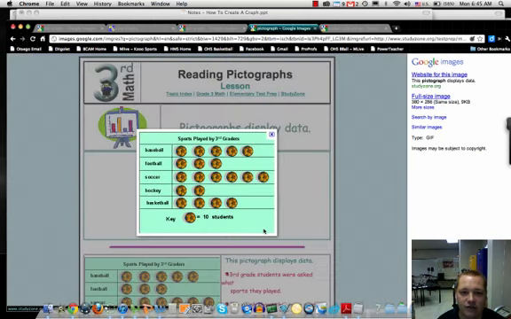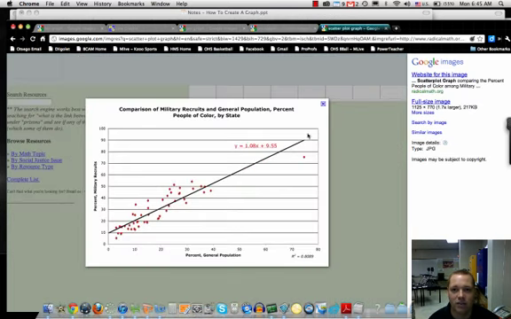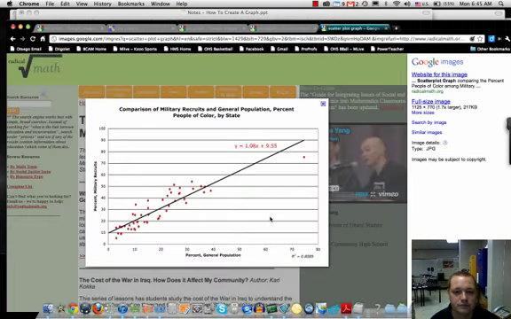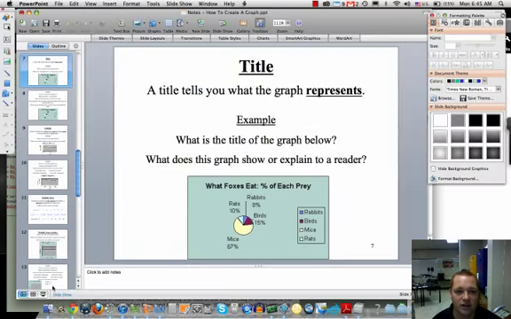Let's look at a pictograph. What do you think the title of this is? Sports played by 3rd graders. And then let's look at a scatter plot. And the title would be Comparison of Military Recruits and General Population, Percent of People of Color by State. That's a mouthful. But nonetheless, those are all examples of ones that have titles.